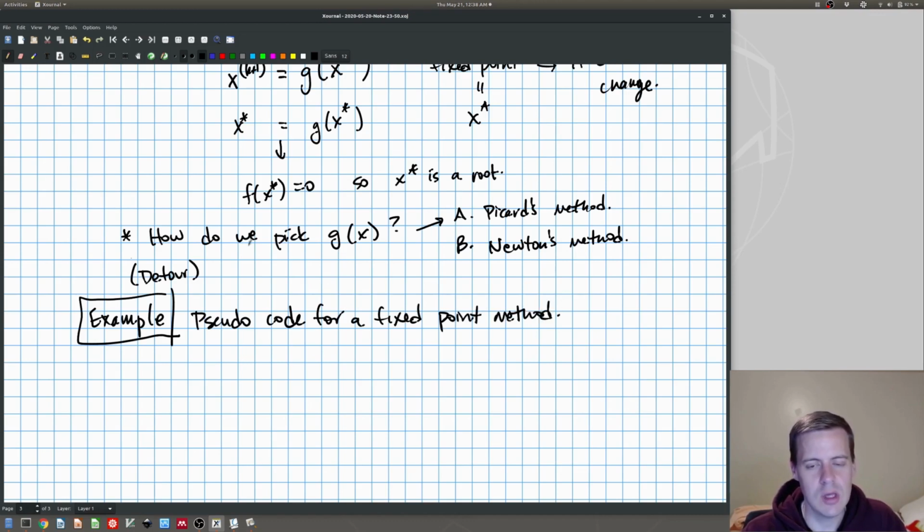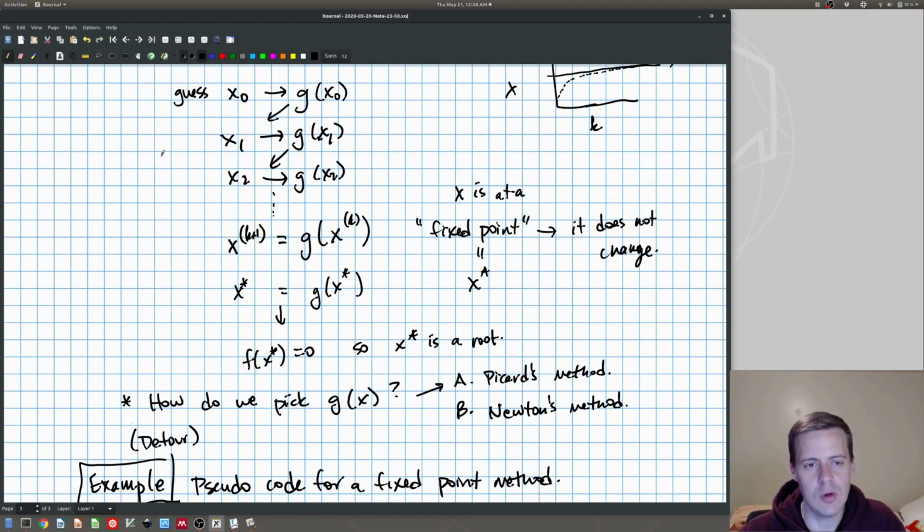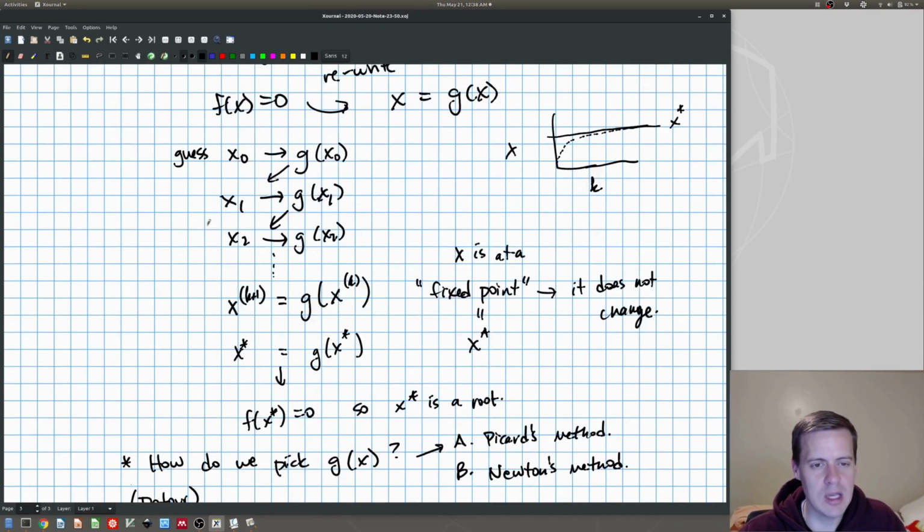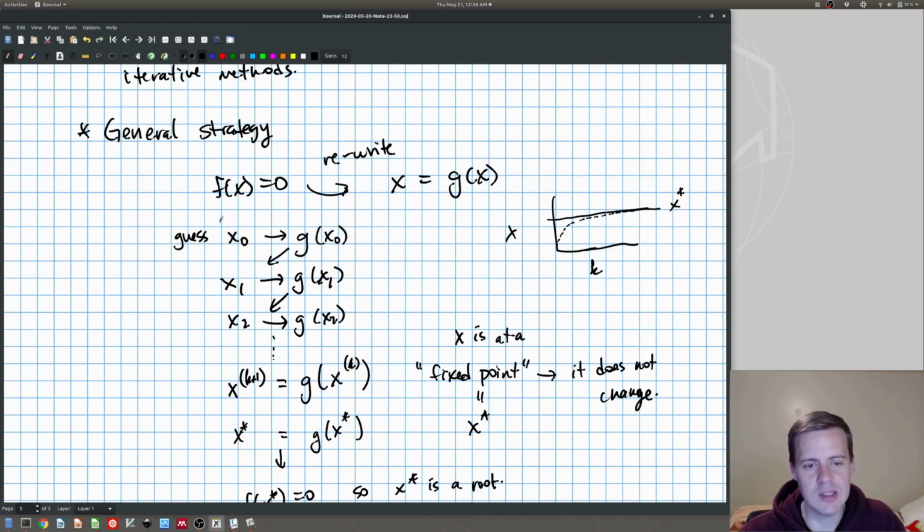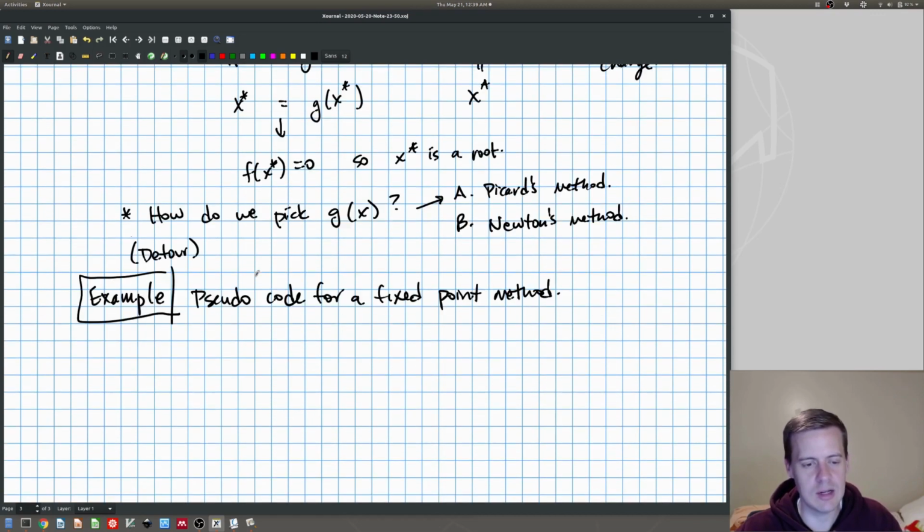Okay, so it turns out this pseudocode is going to be good for both of these, but I want to put that on hold for a second, and I want to show you this pseudocode for a fixed point method first. So let's think about that. How am I going to code this process here, where I have a guess, and then I use a function, and then I update my guess and a function, etc. Let's write that code out.